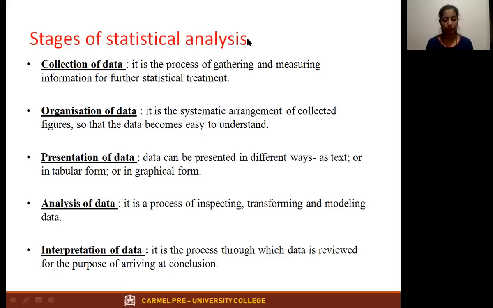And lastly, it is interpretation of data. It is a process through which the data is reviewed for the purpose of arriving at a conclusion. To come to the conclusion, a solution has to be found out. How can the solution be given to this? That is interpretation of data. So every process has a problem and ends with a solution.